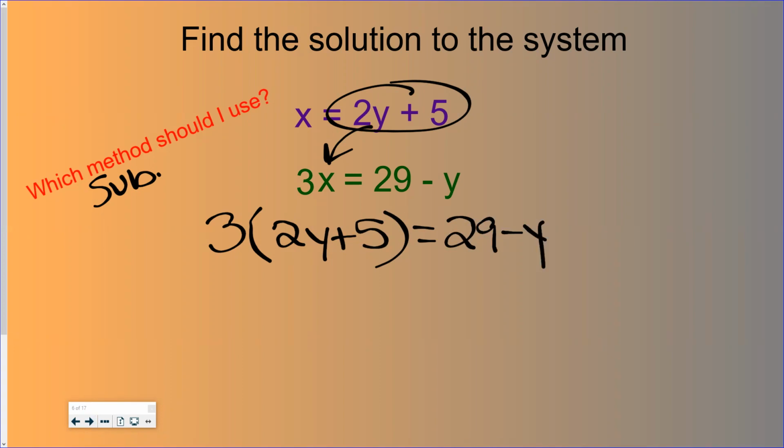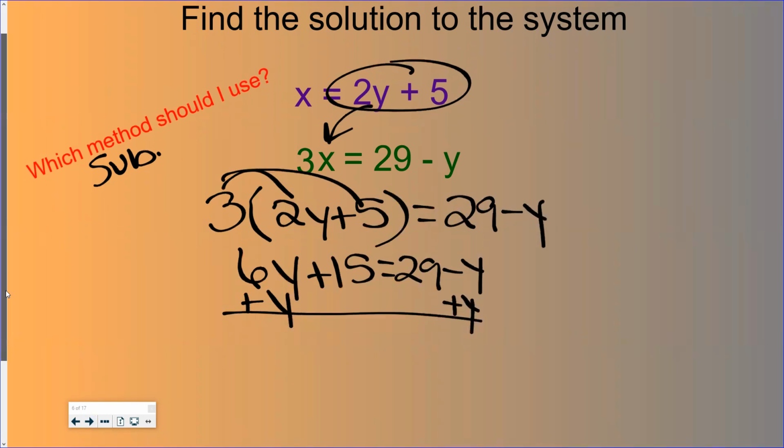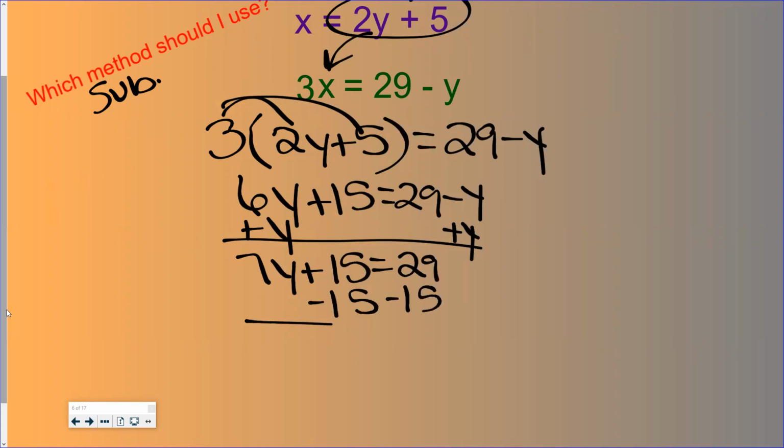Well, I got 3 and then 2y plus 5, meaning I need to distribute that 3 to what's inside to get 6y plus 15 equals 29 minus y. All right, let's add y to both sides. I'm going to get 7y plus 15 equals 29. Subtract 15 from both sides. I'm going to get 7y equals 14. Divide both sides by 7, and I'm going to get y equals 2.